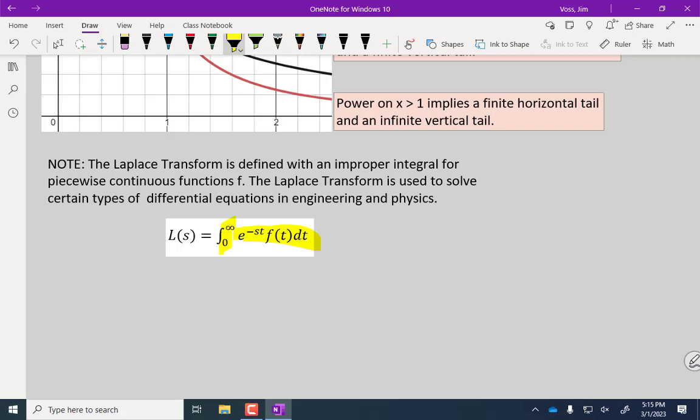But you'll get to that later. Improper integration is going to be very important to understand because it's going to come back.